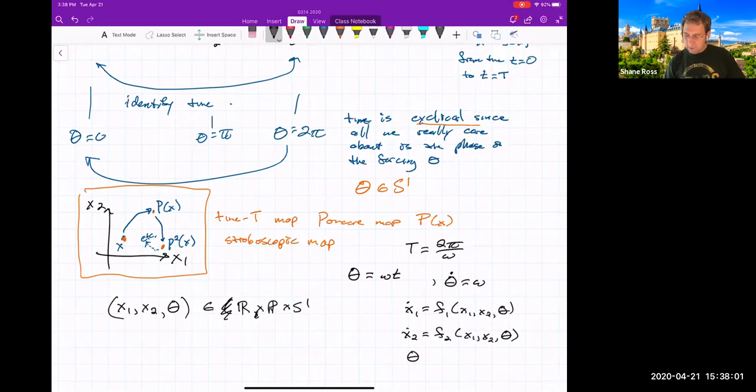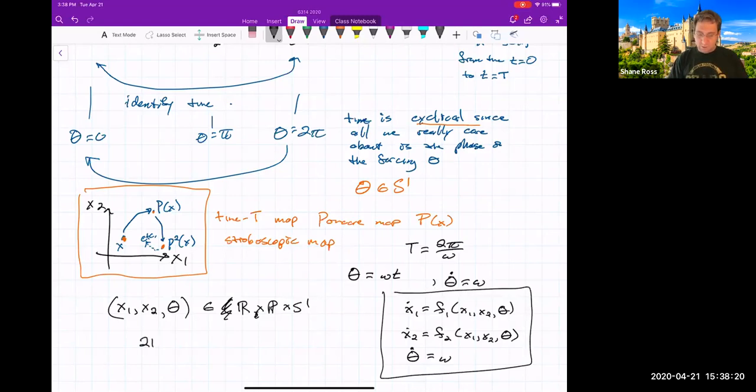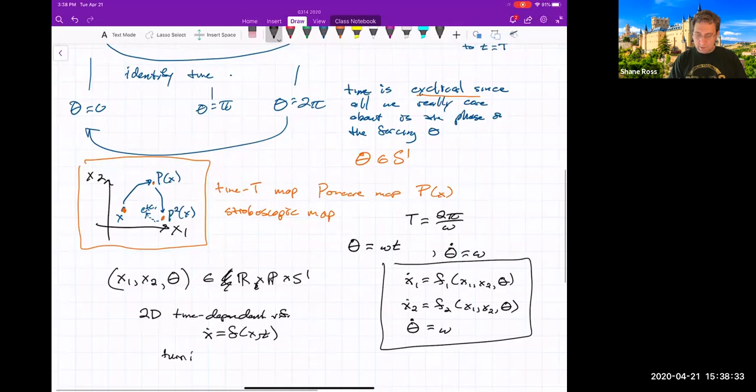and then this time direction, omega is a constant, it's positive, so the vector component that's kind of pointing in the time direction is always the same magnitude wherever you are, and it's just taking you in the direction of time. So we take our 2D time dependent vector field, which was x dot as f of x and t, and turn it into a 3D, in some sense, time independent vector field, which is easier to analyze.